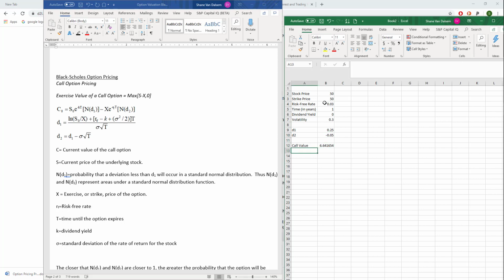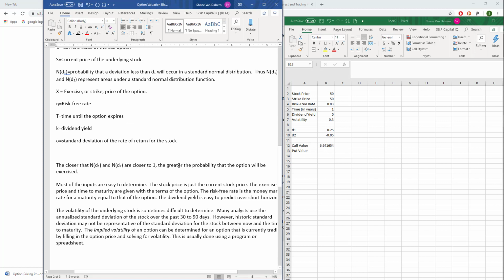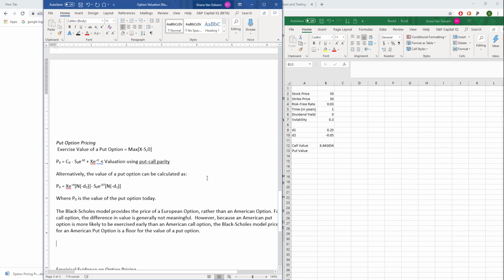Our put value: if we use the same inputs for a put where the strike price is 50 and the stock price is 50, so it's an at-the-money put, and all this other information is the same. Again, there are two different options here, and I'll show you both of them. We'll use this one first. This is the put-call parity valuation.